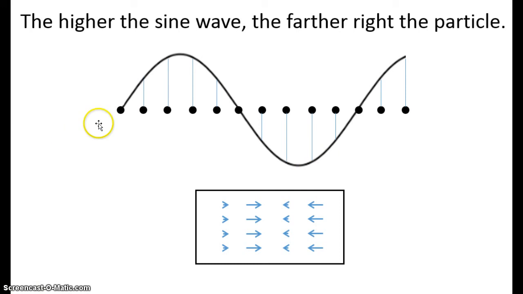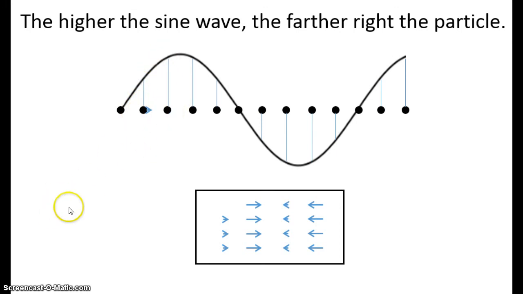So let's get started. The first particle is not displaced left or right because the sine curve is at 0. It has no height. The second particle, what about this one? The sine curve does have some height, but the height isn't very large. So we're going to use one of the small arrows. Because the sine curve has positive height, I'm going to use a small arrow pointing to the right. The second particle will be moved over to the right a small amount.